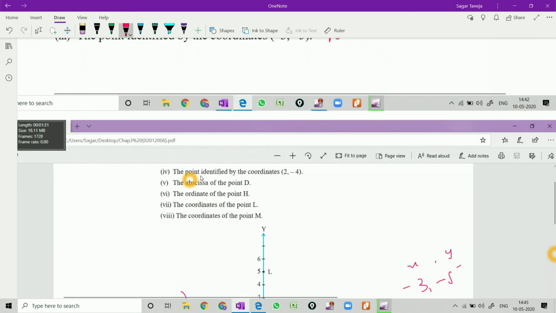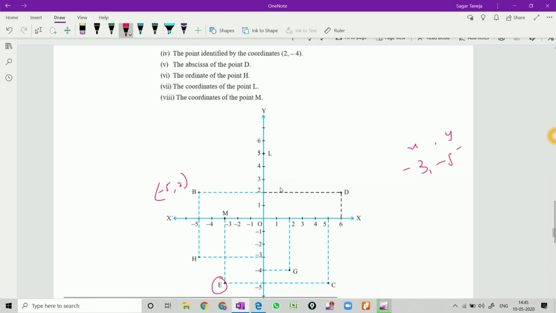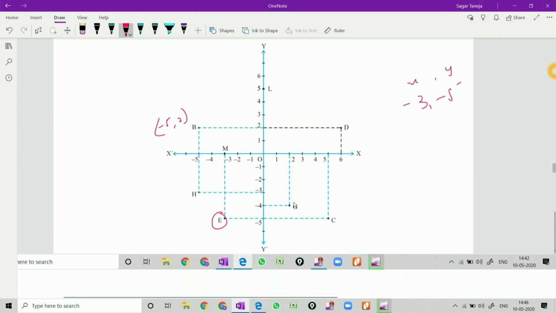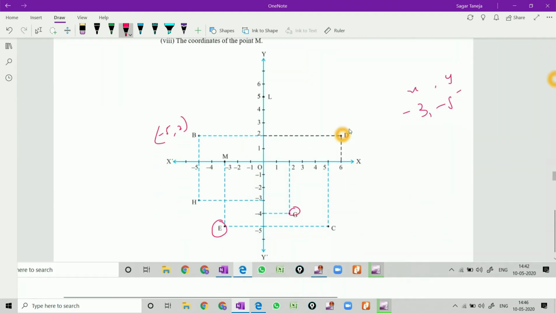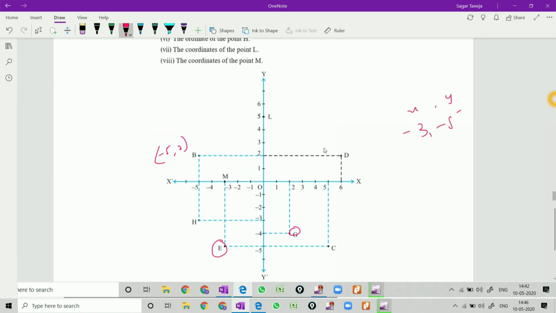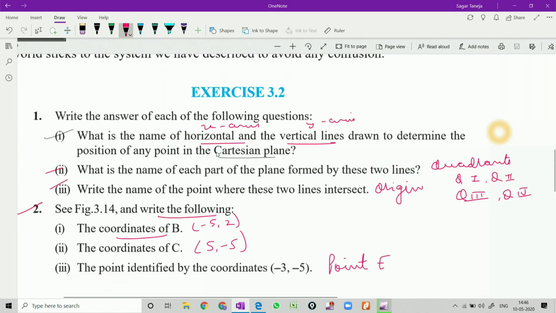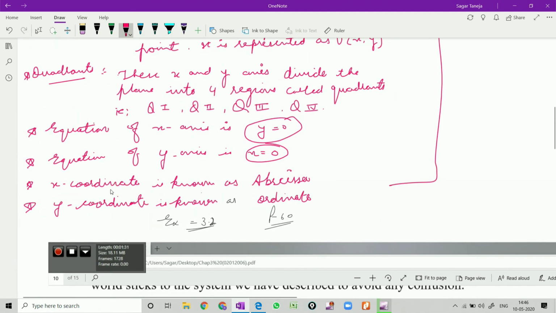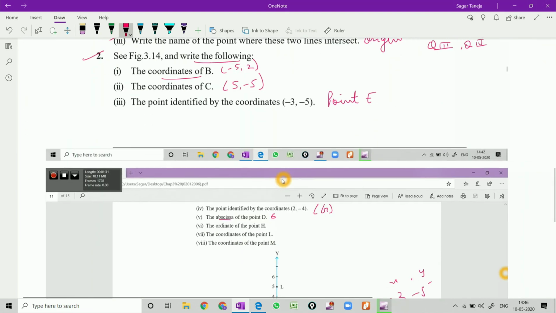The point identified by the coordinates 2 comma minus 4. 2 and minus 4. This is G. So we'll write here point G. Abscissa means the x value of point D. Abscissa means only the x value. So that is 6. The ordinate means y. The x coordinate is known as abscissa, the value of x, and the value of y we represent by the word ordinate.